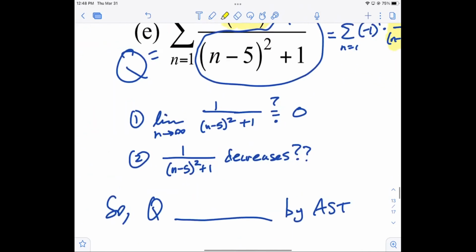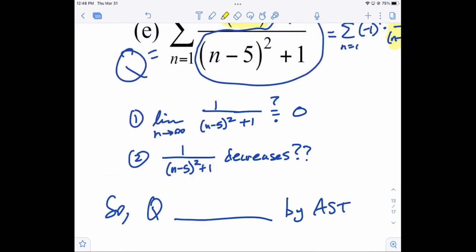So you ask these two questions, and it helps to number them. Number one, is the limit as n goes to infinity of that 0? Yes, right? Because there's a constant in the top and it's a quadratic in the bottom. So it is going to go to 0. Number two, does it decrease for all n greater than 1?